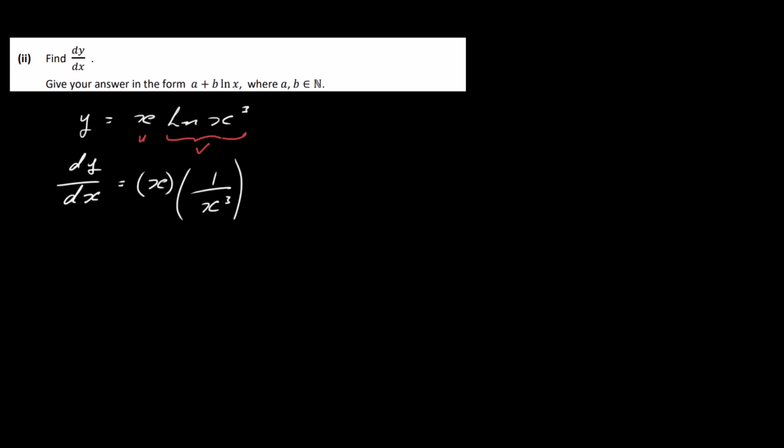Now, because this is not an x, it's an x cubed, we've got to use the chain rule. So you've got to differentiate x cubed as well. So you've got to multiply that by 3x squared. Bring the 3 down, write down the x, reduce the power by 1. So that's dv dx plus v then, which is log x cubed times du dx. So if you differentiate x, you'll just get 1.